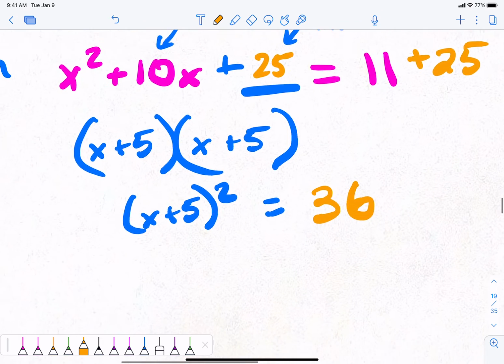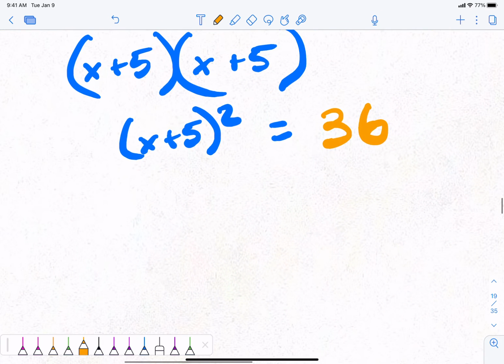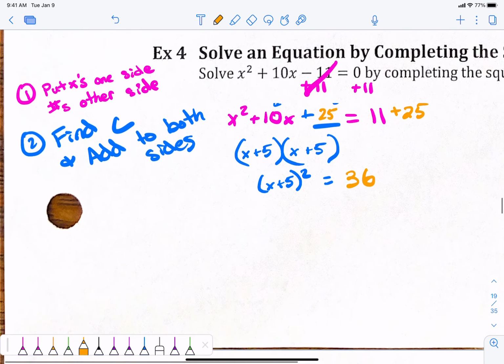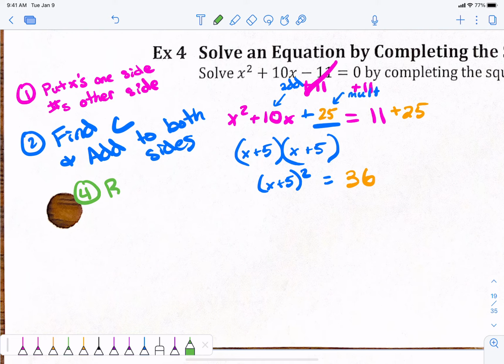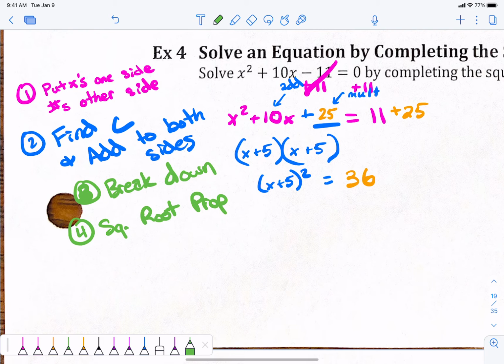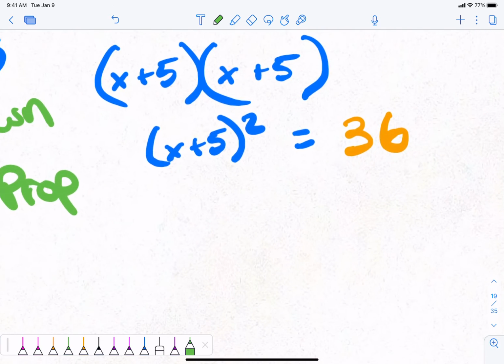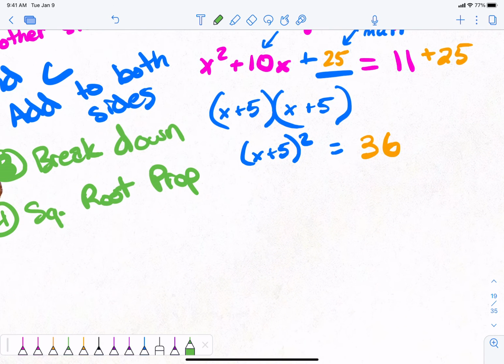Okay? And now, look at this step that we're at, right? So step number 2 was find C and add it to both sides. Step number 3 was break it down. And then step number 4 was the square root property. So we're breaking things down like the x plus 5, and now we're doing the square root property, which was like we did in example 1 and example 2.